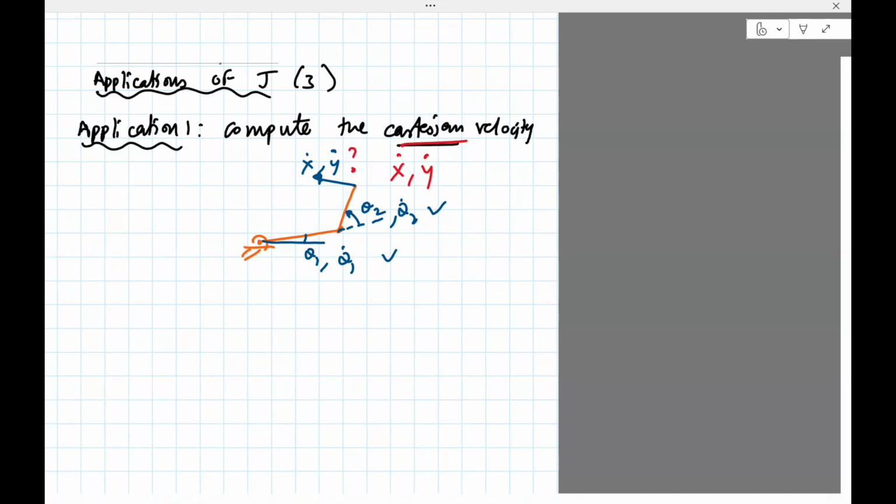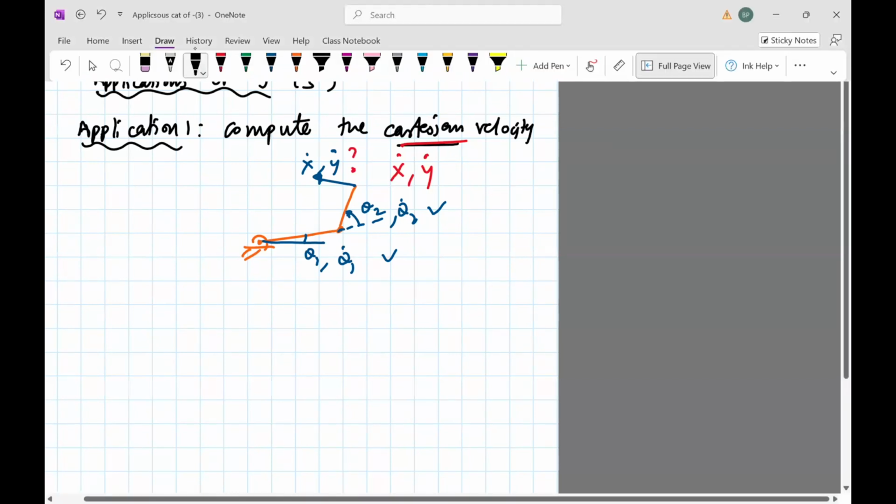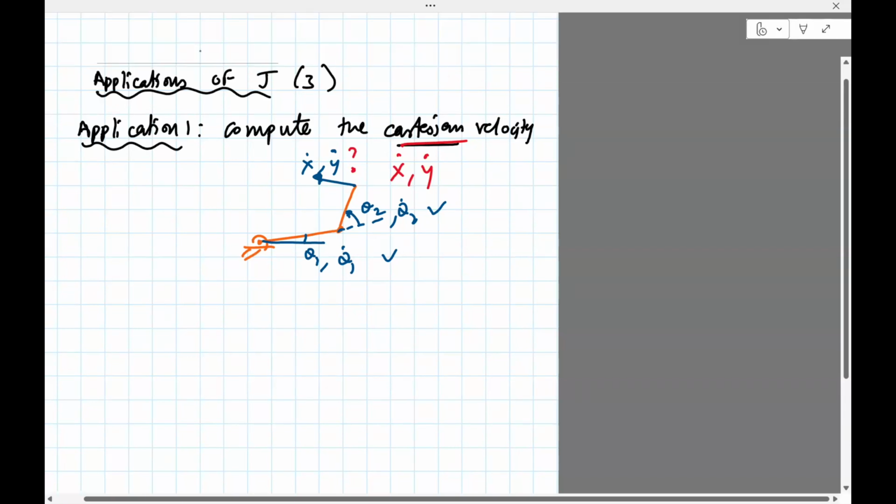That comes from the Jacobian. So let's see how to do that. It's actually a very straightforward computation. So here's some theory which will tell you how you actually get the velocities. So let's say that this point is P, or let's just put E for the end effector. Okay, so let's put E0. So that's the position of E in frame 0.